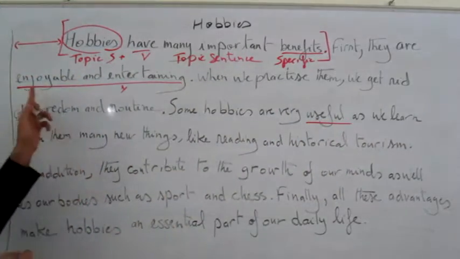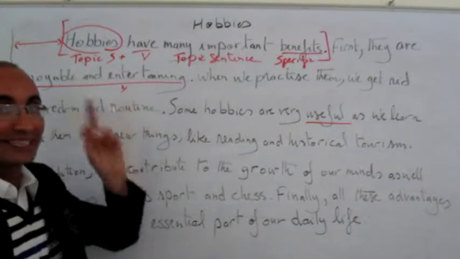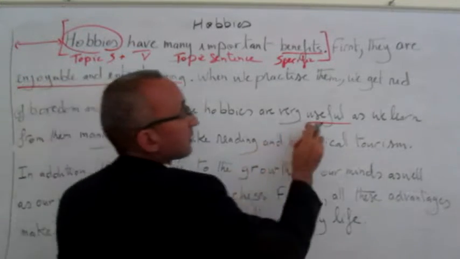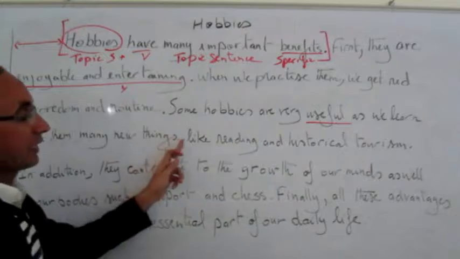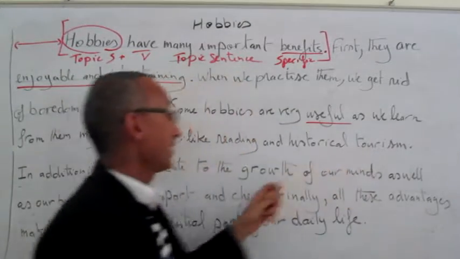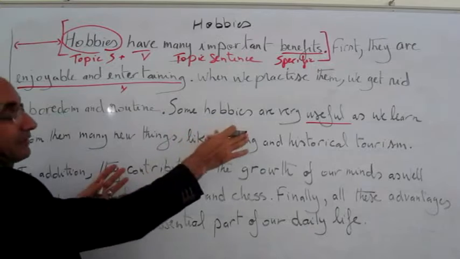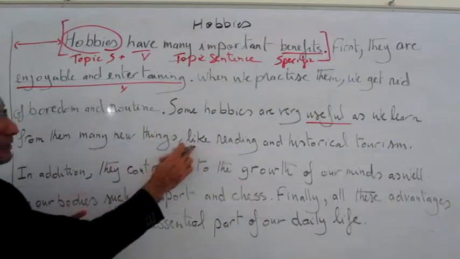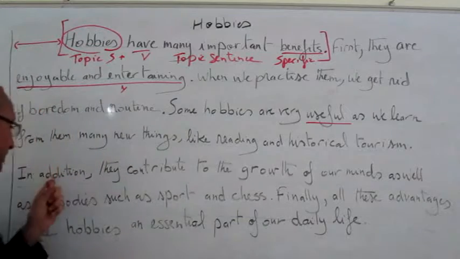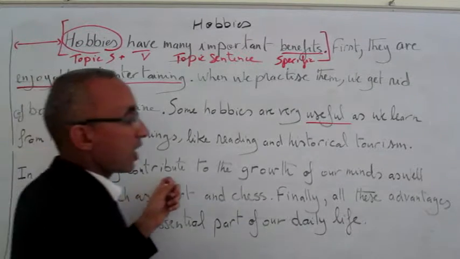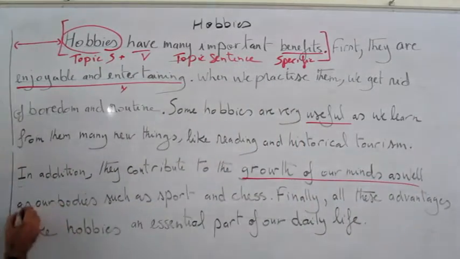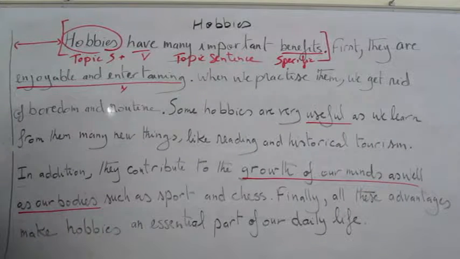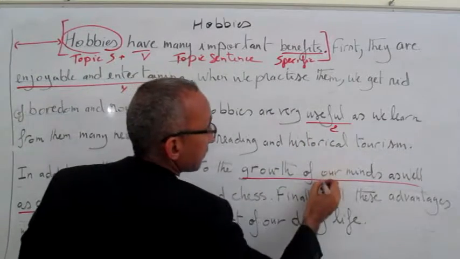First benefit is what? Enjoyable and entertaining. Second benefit of hobbies is what? Useful, as we learn from them many new things, like reading and historical tourism. Here, I accompany the benefits with details, some examples, as you see here. In addition, they contribute to the growth of our minds, as well as our bodies. Here, my third benefit and my third major idea. This is number 2. This is number 3.